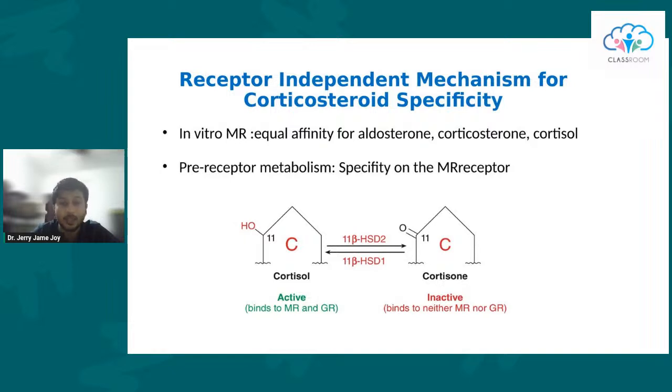This is prevented by pre-receptor metabolism. This happens in the kidney, epithelial cells, or the salivary glands. Here the cortisol will be converted to an inactive form, cortisone. This is by the enzyme 11 beta HSD2.